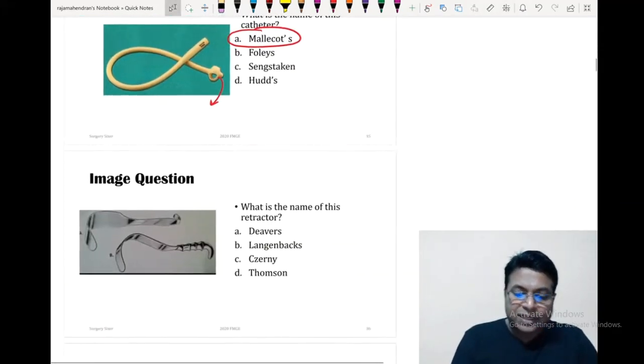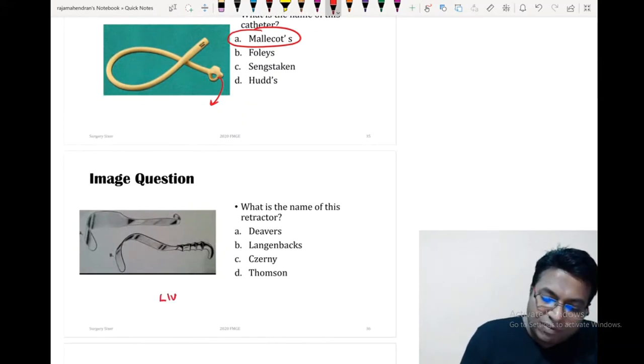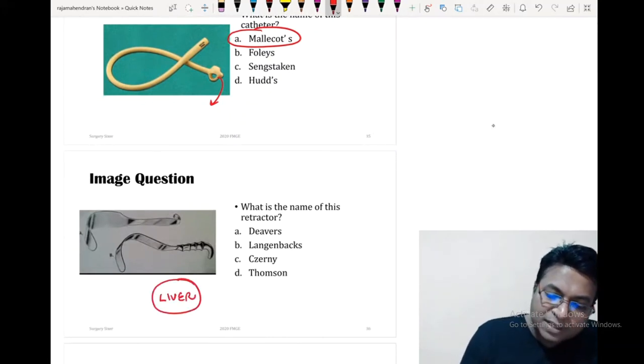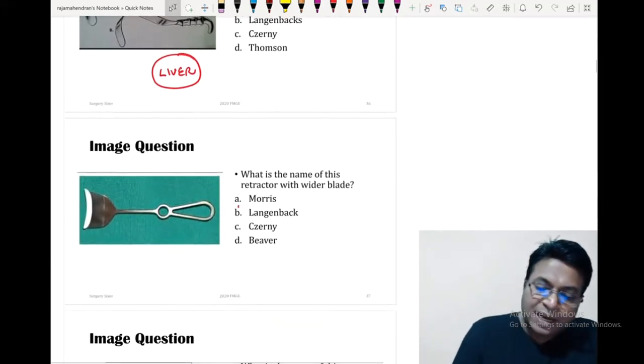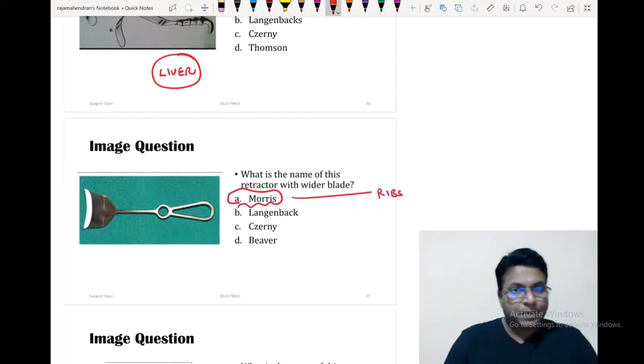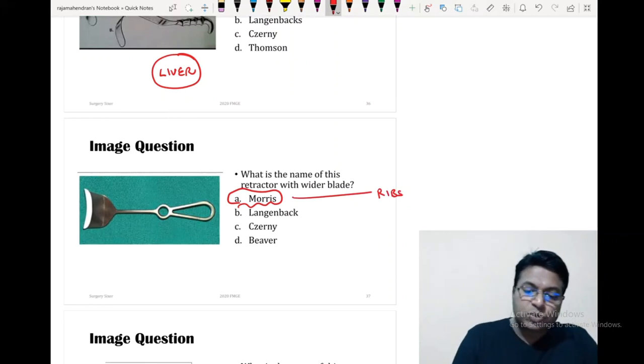So this retractor shown here is used to retract the liver. This is a liver retractor known as a Deaver. This is a Deaver liver retractor. So this is a Morris retractor, used on the ribs to retract the ribs. This is a Morris retractor used for retracting the ribs.